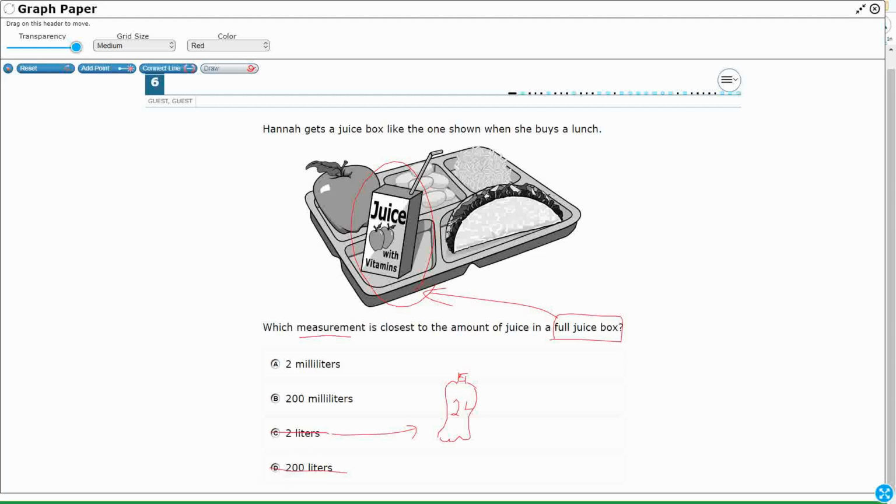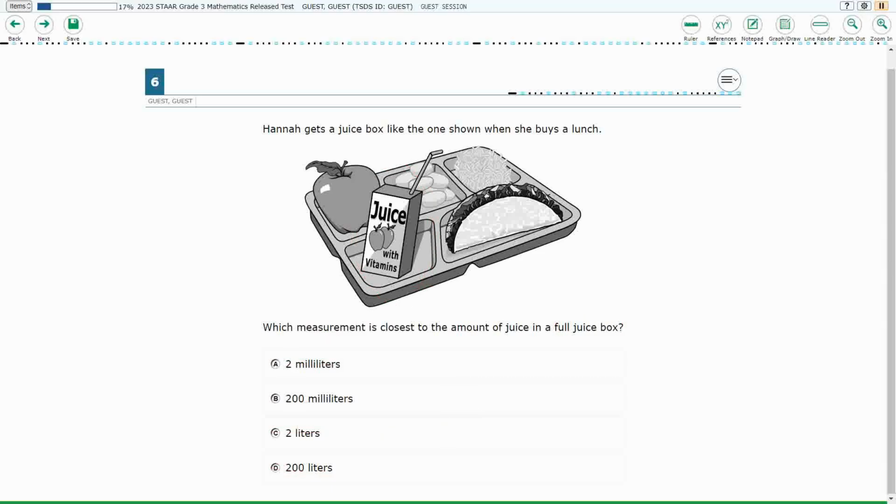So we're stuck with milliliters. So we need to have a 2-liter in mind as a reference for our liters. But we need to have an eyedropper in mind. So an eyedropper is probably going to be a good representation of a milliliter, right? There's 1,000 milliliters in 1 liter. So there's 1,000 little drops, eyedroppers, in that bottle of a liter. And so that's going to be too small. So we're stuck here with 200 milliliters as the best option. And so our answer here is B.